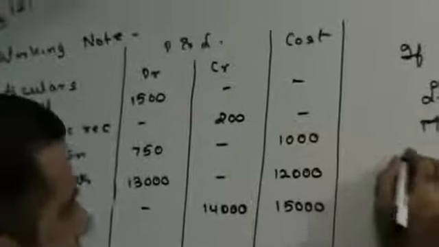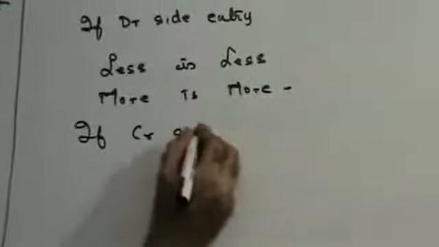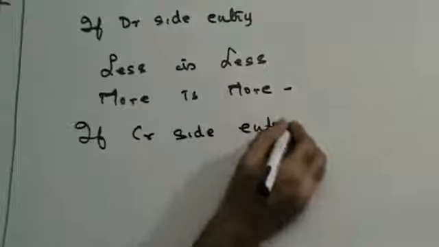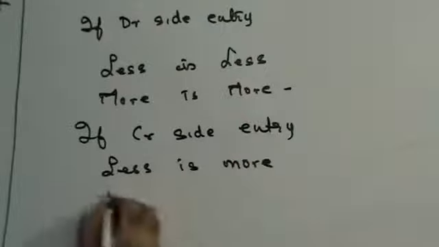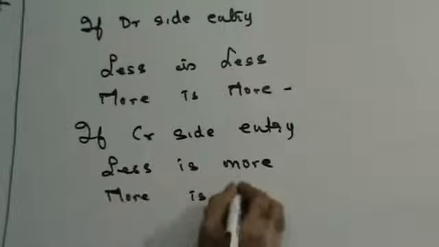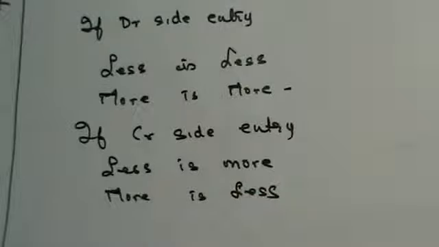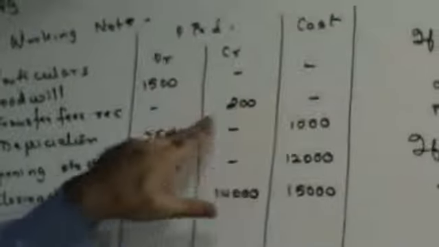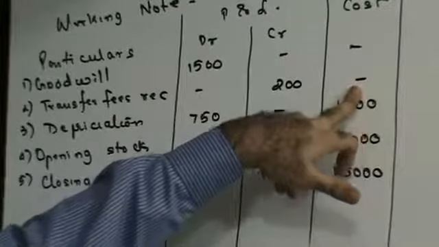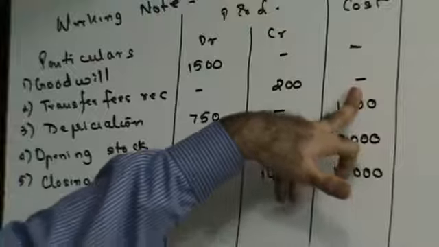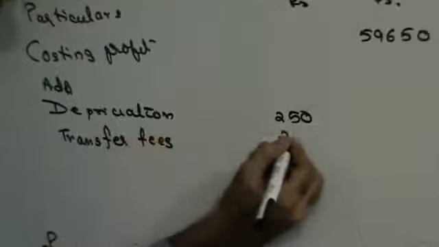Now for credit side entries, the rule reverses. Less is more, more is less. Right? So let's see the credit side entries. Let's first see transfer fees received. In the costing account, the amount is less. Less is more. So transfer fees will go here in add column. Transfer fees 200.